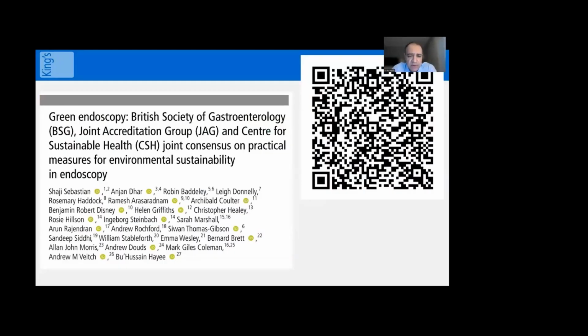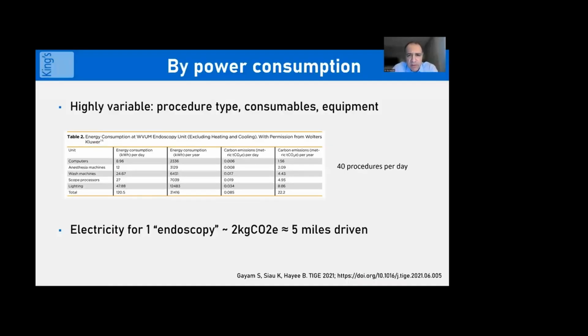The British Society of Gastroenterology released these consensus guidelines on practical measures for sustainability for endoscopy, and I would commend that to you. Let's break it down, though.